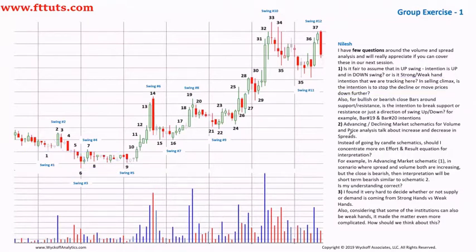Oh, I didn't realize there are so many questions here. For bullish or bearish close bars around support and resistance, is the intention to break support or resistance, or just the direction of a swing up and down? For example, bar number 1920. Yeah, we'll talk about this spot, so let's not go there.